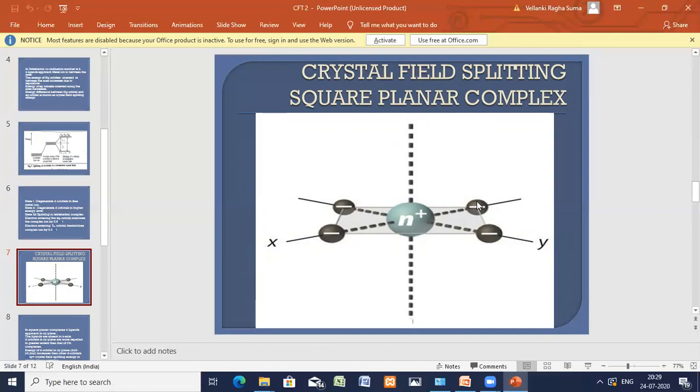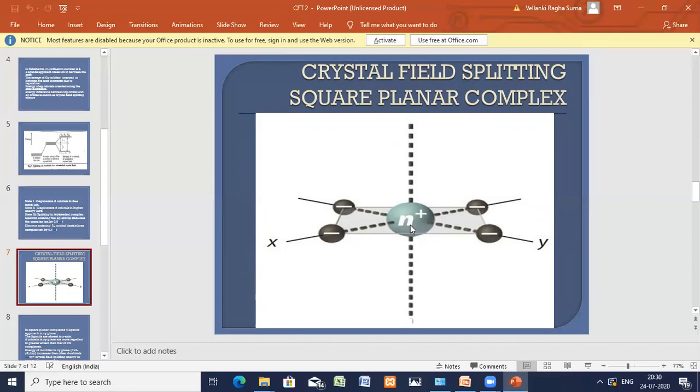Previously, what have we seen? Tetrahedral, ML4. Square planar is also ML4. Here it is M n plus, the metal ion. These are the ligands. Minus charge is the ligands and the plus is the metal ion. For the central metal ion, ML4, same like the tetrahedral complex. These are ML4, 4 ligands, coordination number is 4.